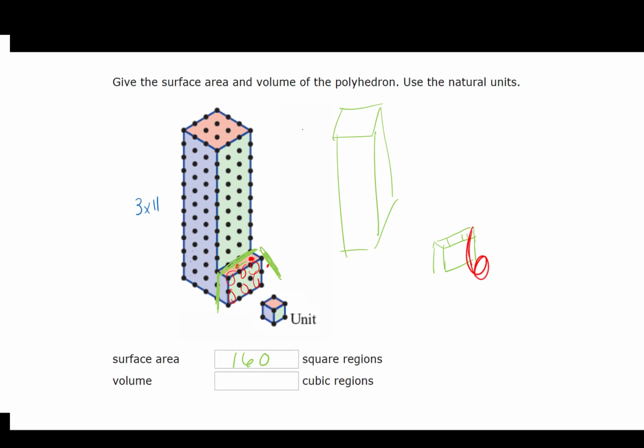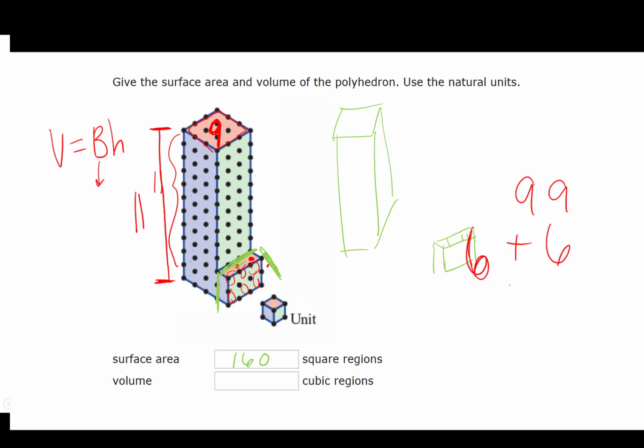Now to find the taller one, let's go ahead and use the formula. Volume is base times height, where capital B is the area of the base. Let's just call this one up here the base, and that area is 9. We determined that previously because it was 3 times 3, and we determined that the height is 11 because remember, the definition of the height is from base to base, and so it's 11. 9 times 11 is 99, plus 6 to get a total volume of 105.